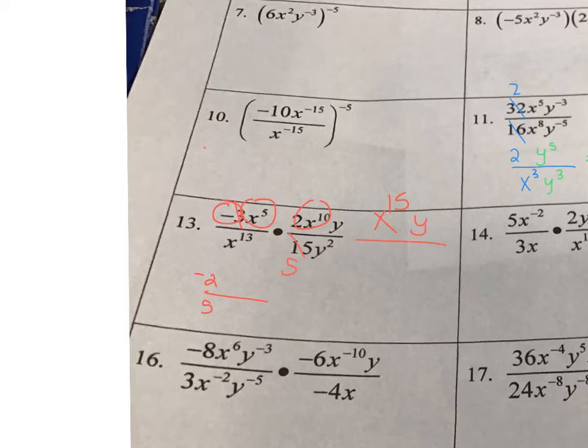And then I have a y. And then on the bottom, I have x to the 13th, and I have y squared. So I'm ready to play the game. The top x wins by 2, so that gives me x squared on top. There's an imaginary 1 on this y, so the bottom y wins by 1. So there is my answer to number 13.